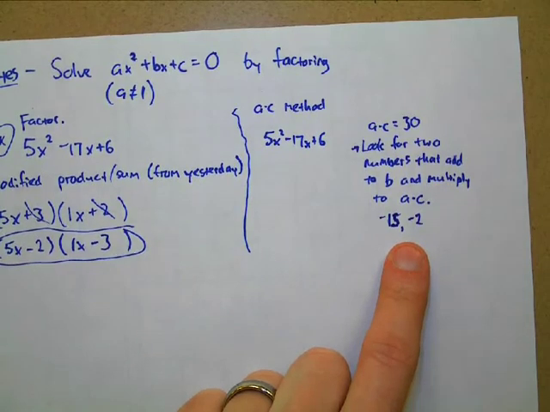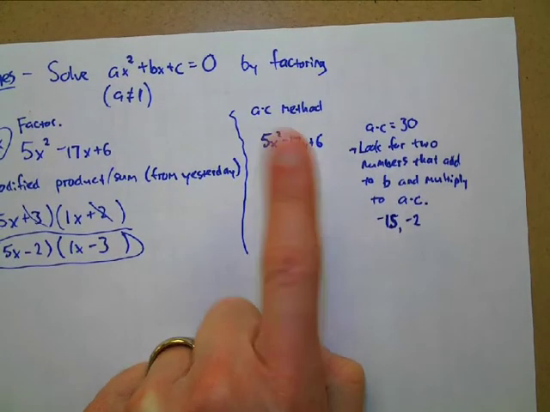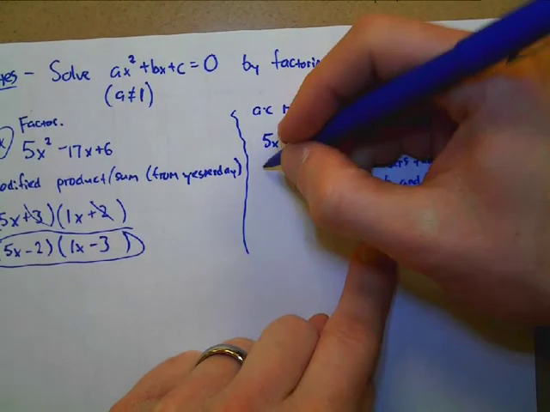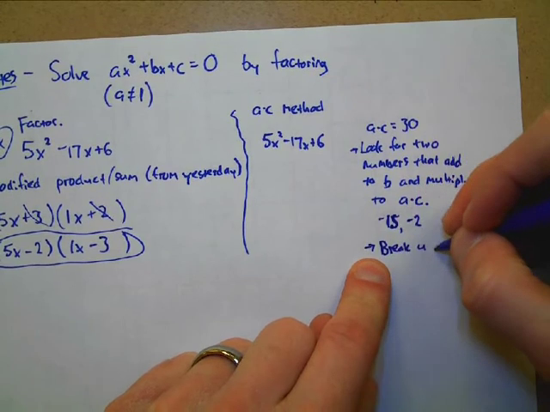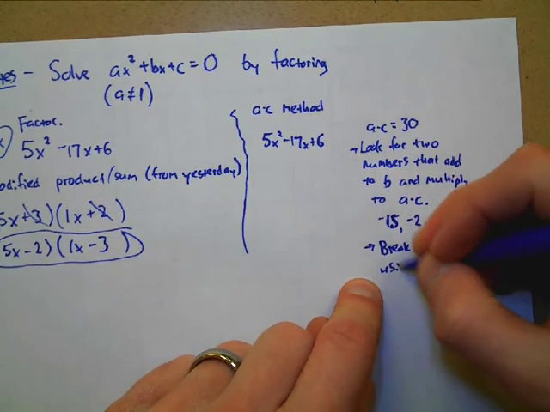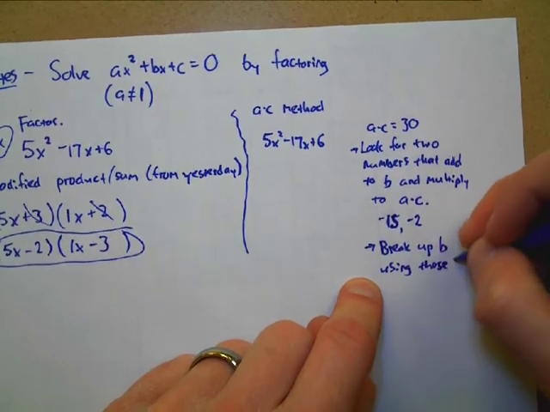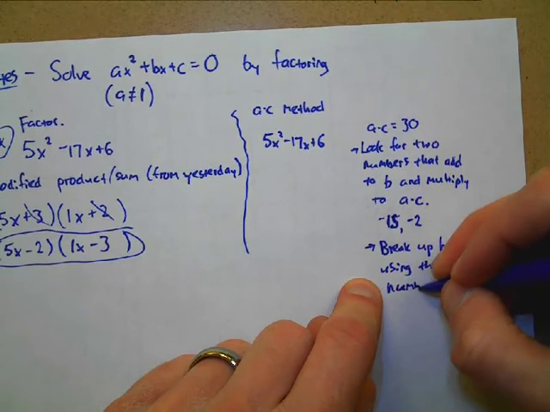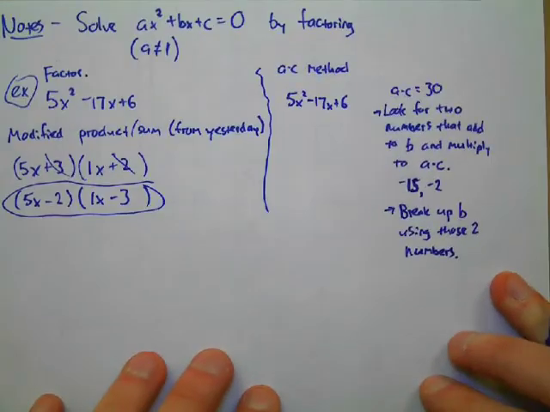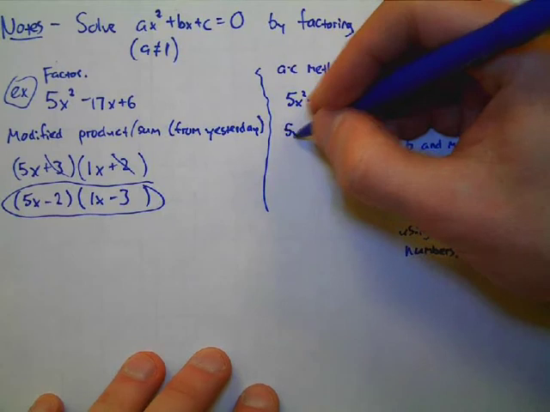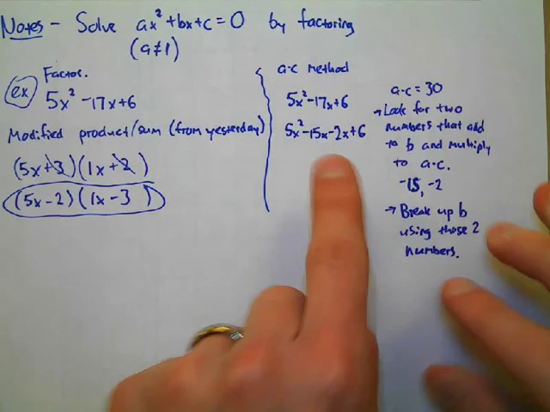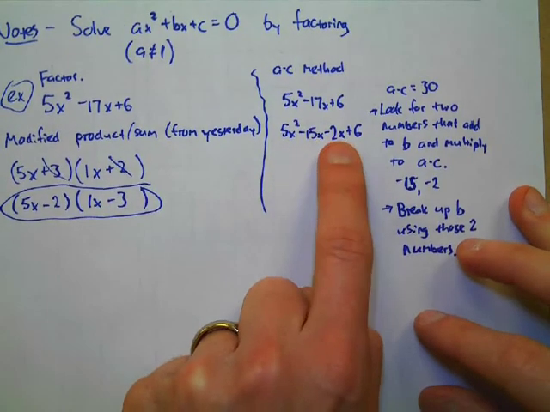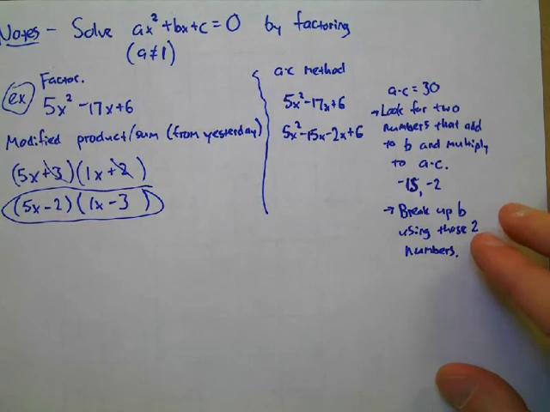Okay? Now we're going to take that middle term here and we're going to break it up using those two numbers. So we'll break up B using those two numbers. Okay. So 5x squared minus 15x minus 2x plus 6. Order doesn't matter here, so if you had done minus 2x and then minus 15x, that's okay. The intermediate work will be different, but the final answer will be the same.